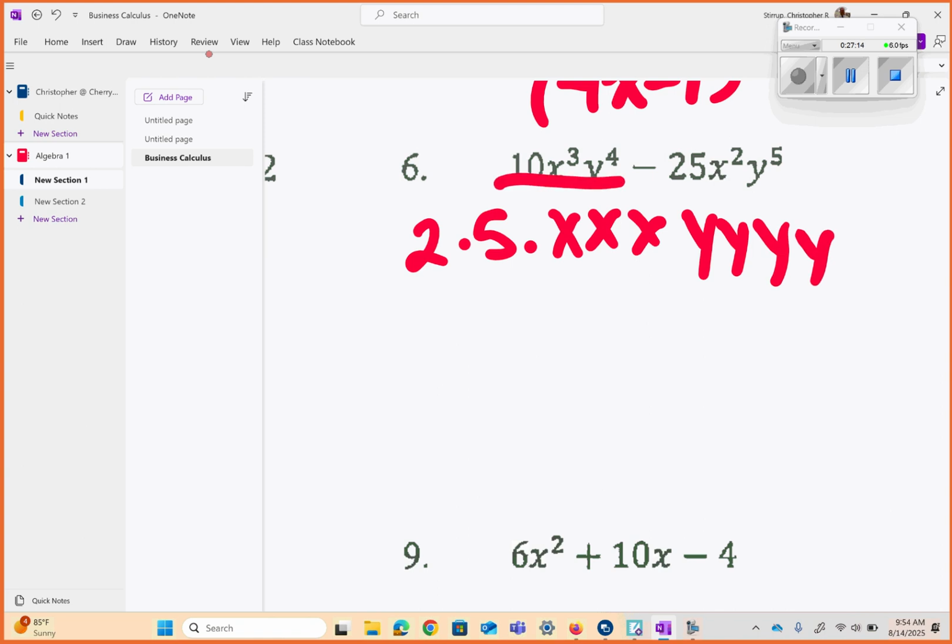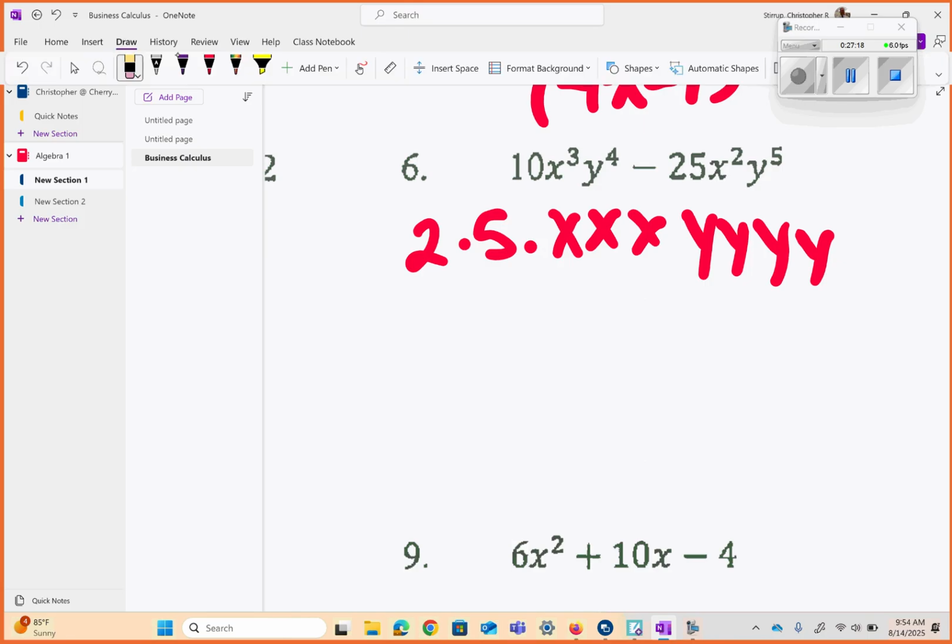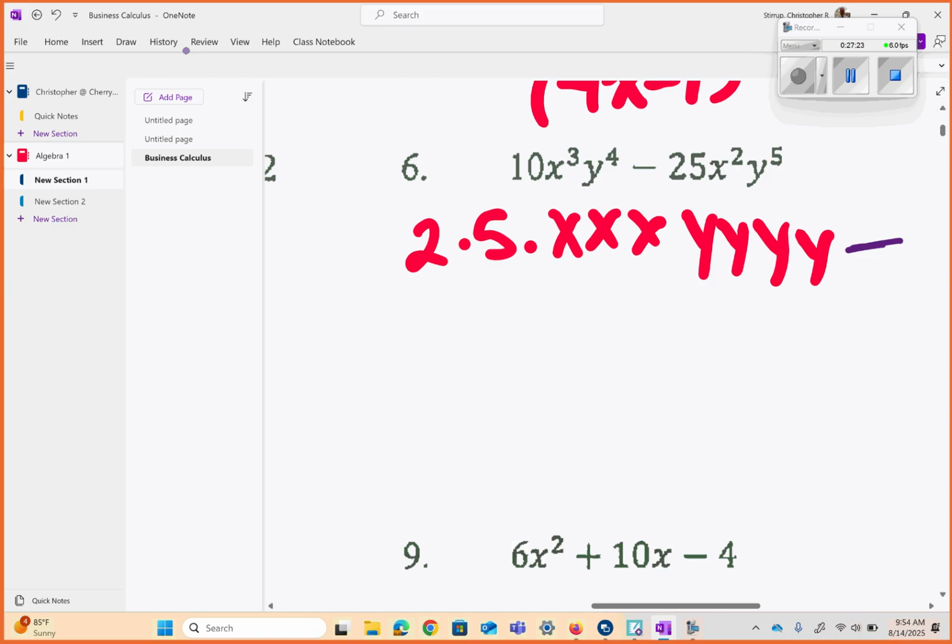So that's this first part. But then our second part is, I know I have a minus sign, and I know that 25 is the same thing as 5 times 5. Agree with that? And x squared is x times x. And y to the 5th is how many y's? 5 of them.